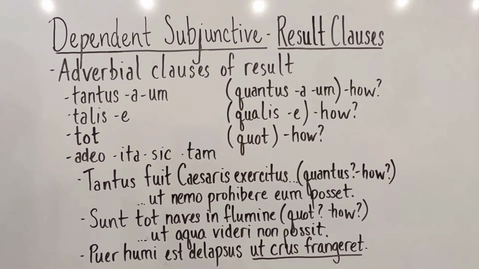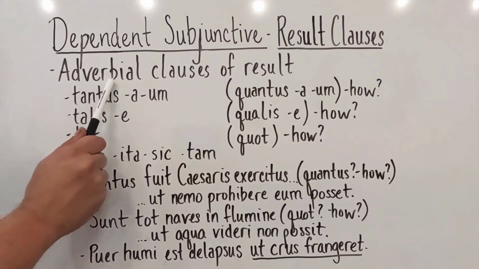This is a short lesson on dependent subjunctives with a focus on result clauses. Result clauses are also called consecutive clauses. Consecutive meaning following or following up on, like a consequence. These clauses show the consequence or the result of an action. So something happens and then something else happens as a consequence, consecutive, or as a result.